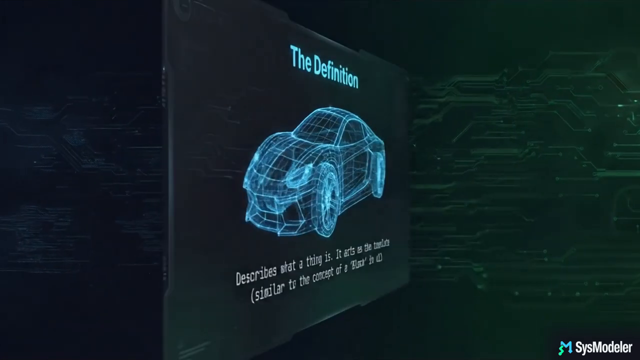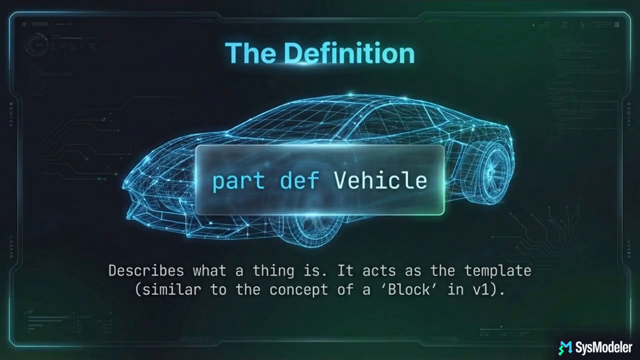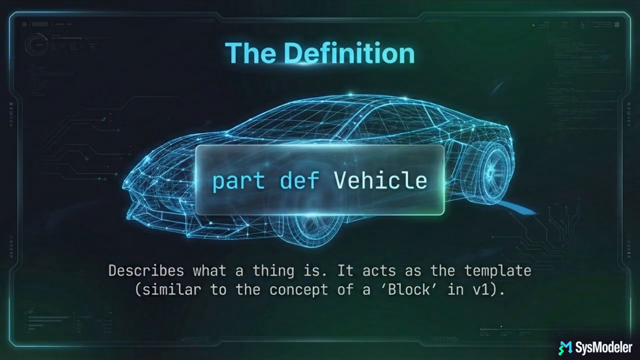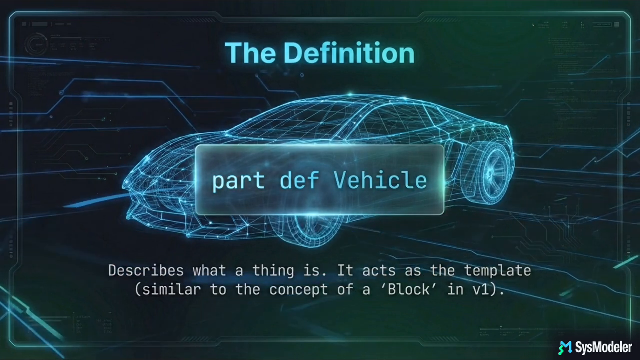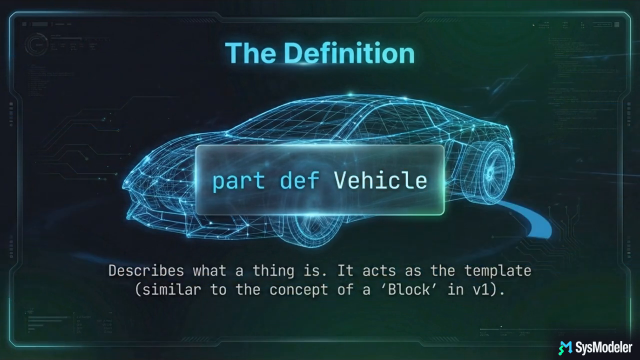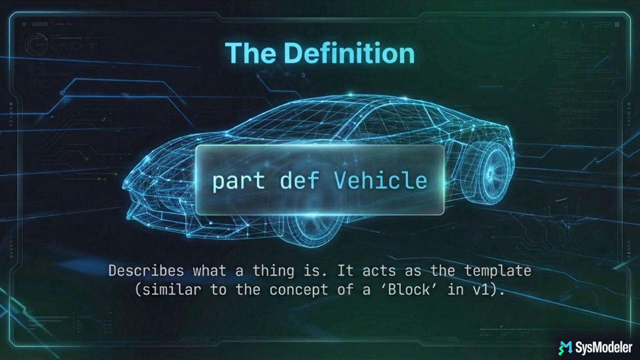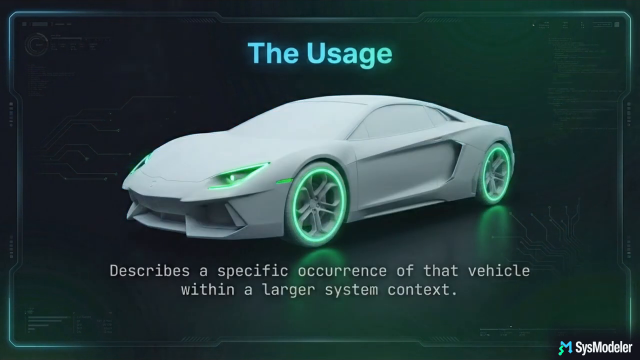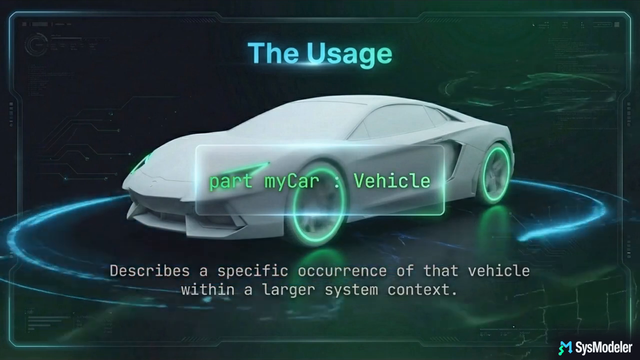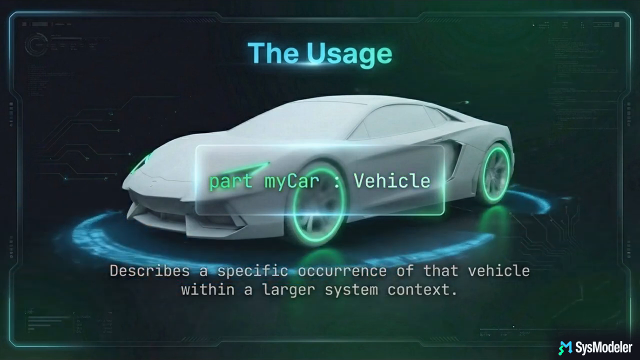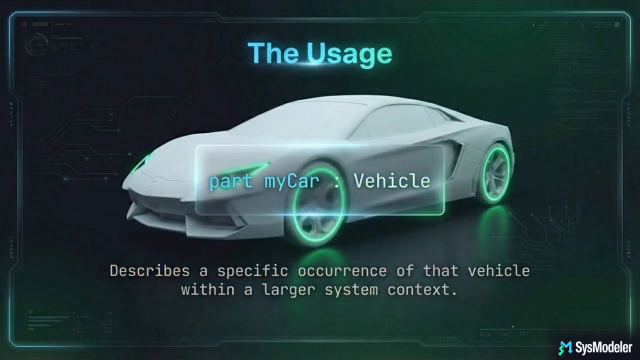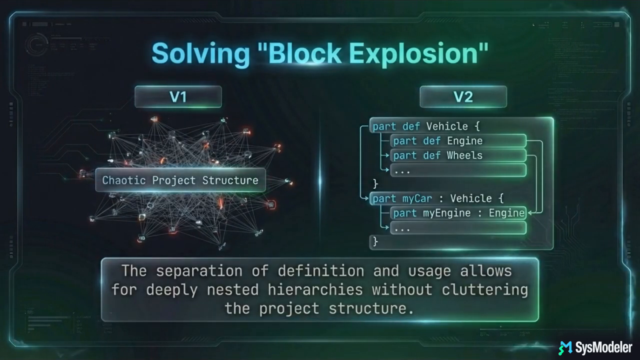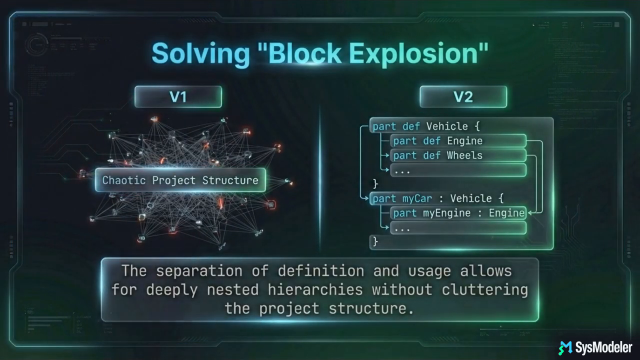Definition versus usage. In v1, we lived in a world of blocks. In v2, we shift to a usage-focused paradigm. Look at the snippet in the image. Part def Vehicle is the definition. It describes what a vehicle is, similar to a block in v1. Part myCar: Vehicle is the usage. It describes a specific occurrence of that vehicle in a larger system context. This separation allows for deeply nested hierarchies without the block explosion often seen in v1 project trees.